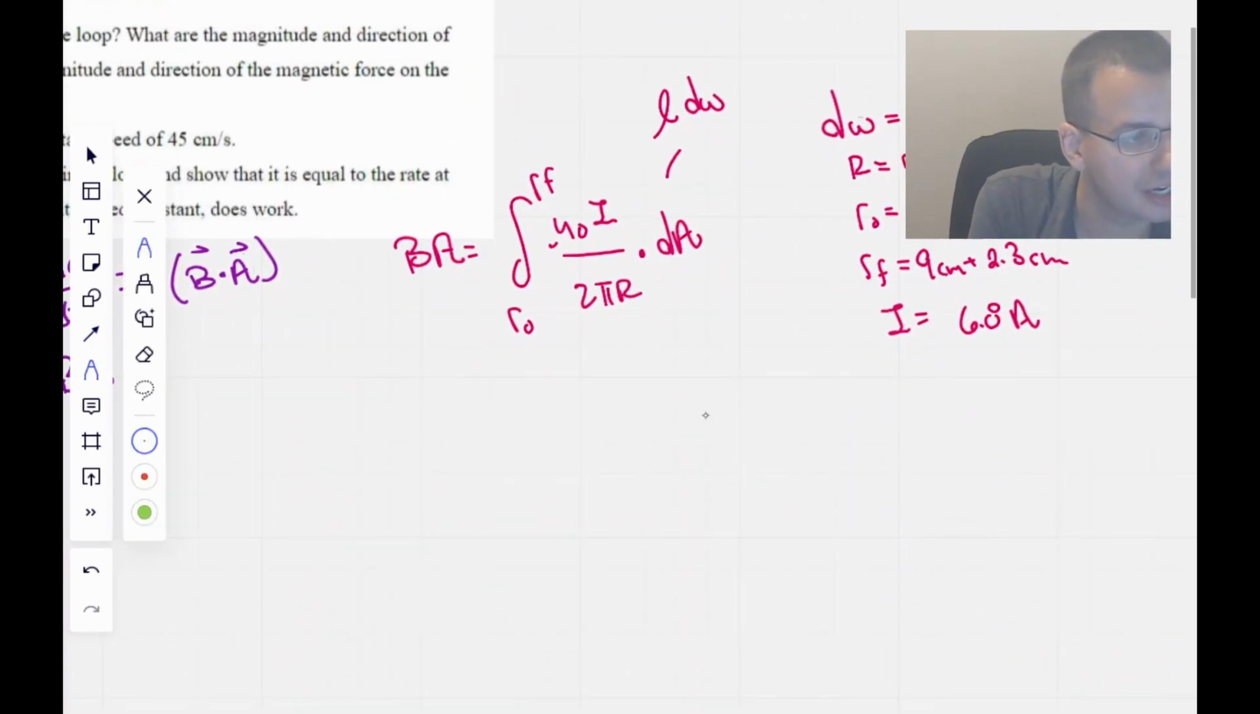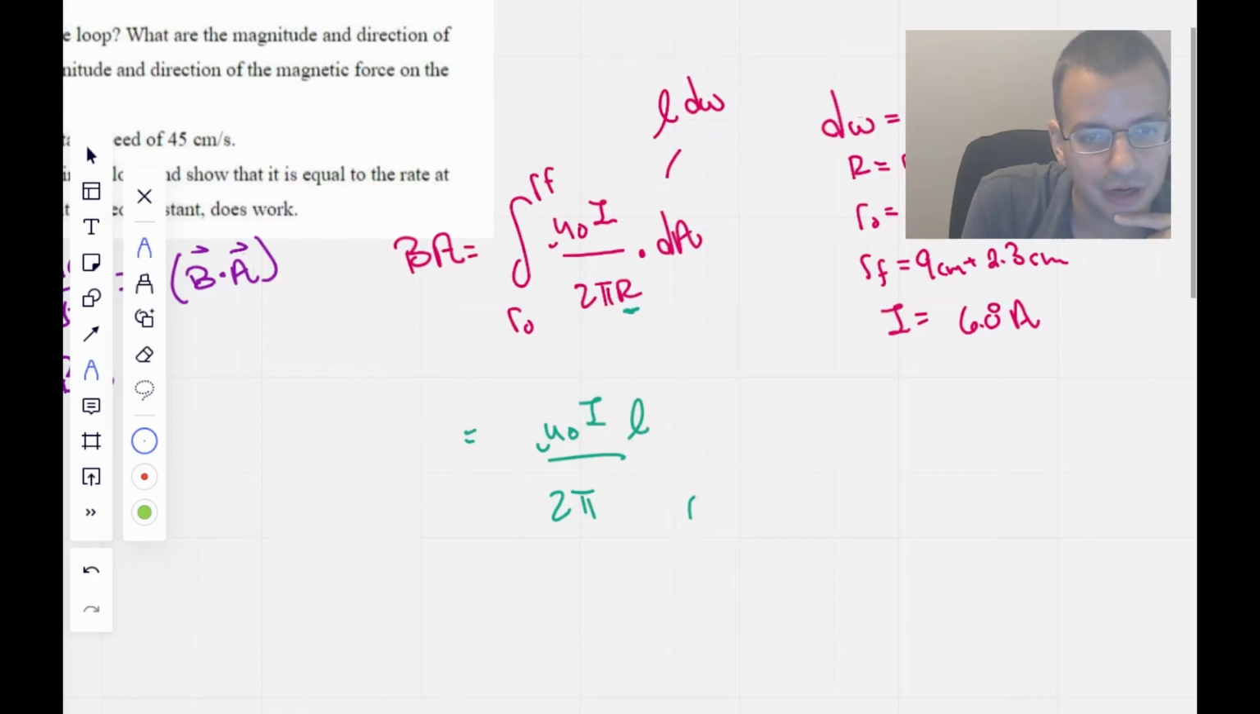Let's rewrite it to something semi-reasonable. I'm going to pull out the constants: mu naught I over 2 pi. R is not going to be pulled out because that's going to be a variable. dA is L dW, so I'm going to pull out the L. And then we're going to have an integral from r initial to r final of 1 over r dr.